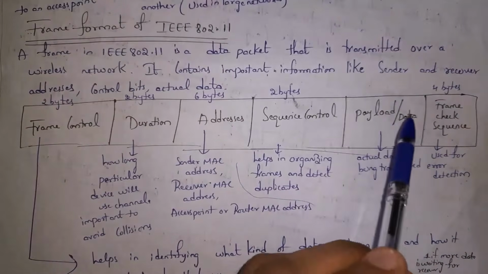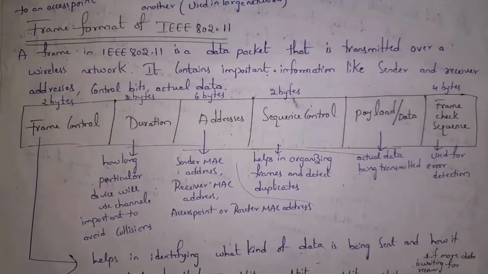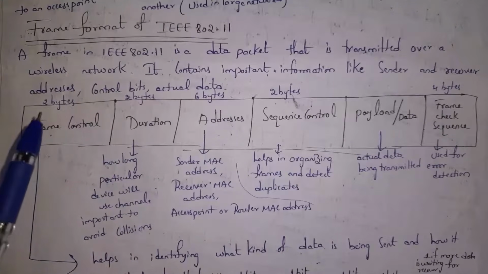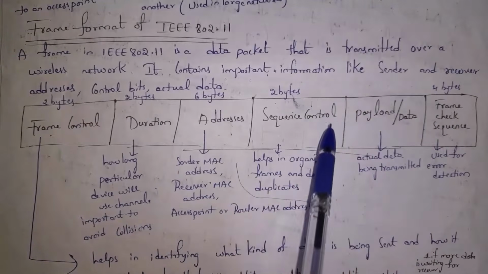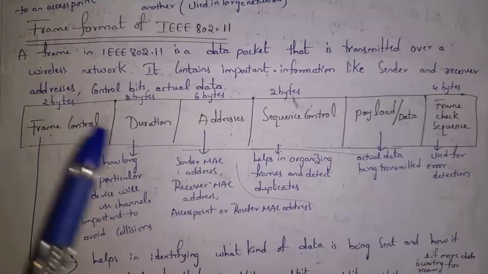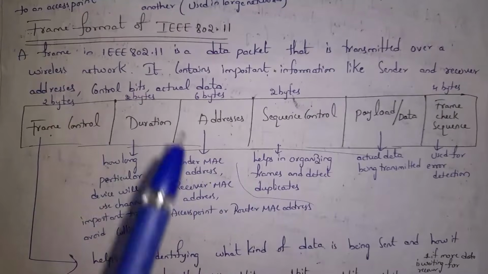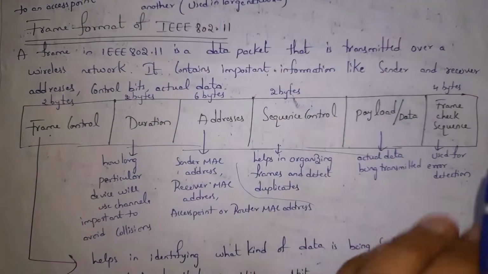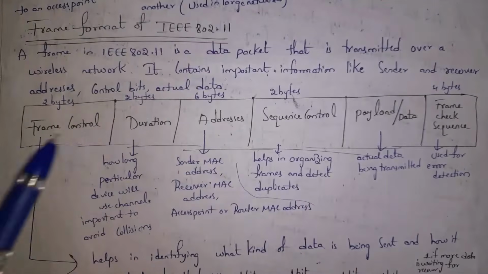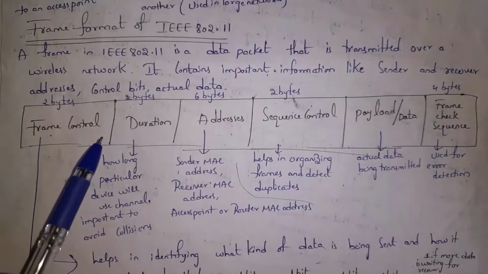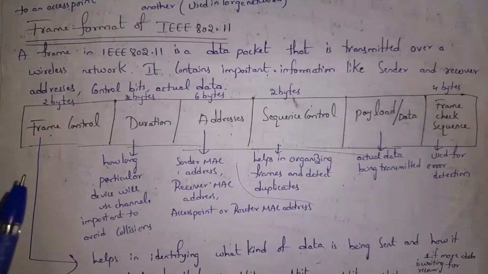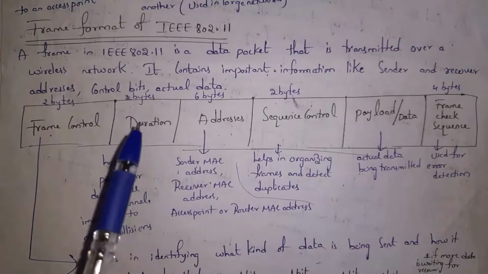Along with our actual data, we will include so many things in the frame. The first one is frame control. Guys, frame control size is 2 bytes, that is nothing but 16 bits. By using frame control, the network will identify what kind of data is present inside the frame. So frame control helps in identifying what kind of data is being sent. And the second field is duration. How much time a particular device will use the communication channel in order to transfer data, that time is included in the duration field. By seeing the duration field, devices will understand how long a particular device will use the communication channel. In that time, other devices will not use that channel, so collisions will not occur. The duration field is also 2 bytes.